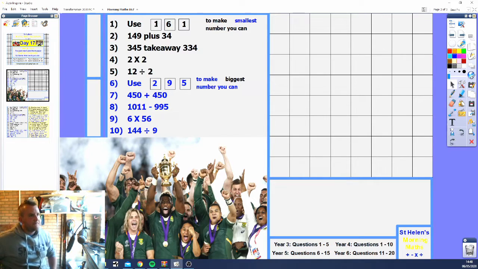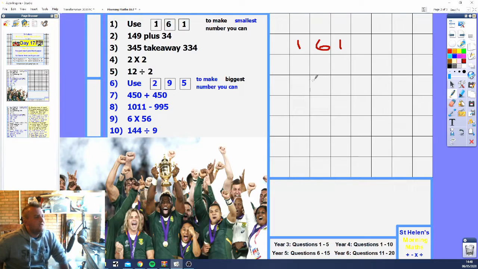So let's start with year 3. Use the number 1, number 6, and 1 to make the smallest number you can. If you're making the smallest number, you want the largest number in the lowest place value. You've got three digits here: units, tens, and hundreds. We want this 6, because it's the largest number, in the lowest place value over here. And then we want the two ones over here to make 116. That's question number 1.